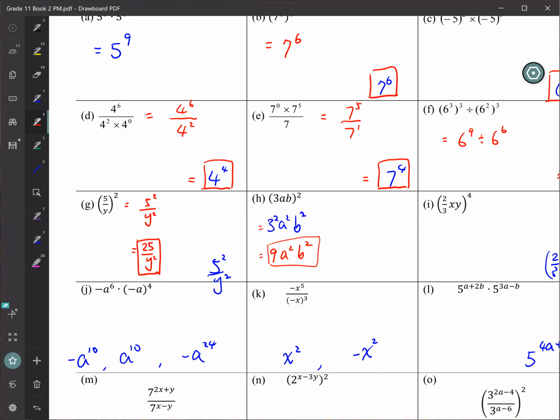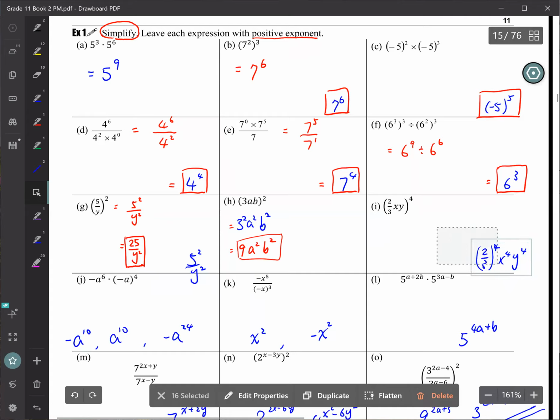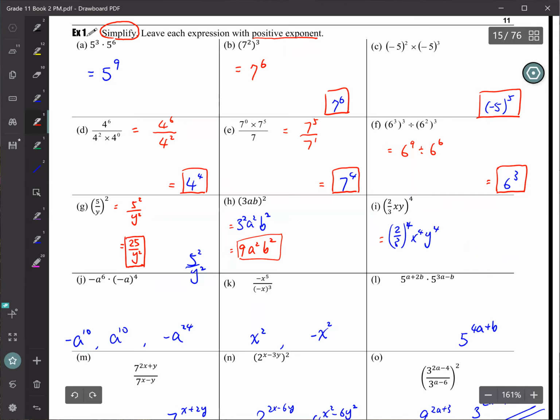Any questions so far? Same thing here. GHI, same thing. And so it should be 16, 2 to the 4 will be 16. 3 to the 4 is 81. So you need to find your answer for the numbers. Variables, nothing to do. So keep it like that.